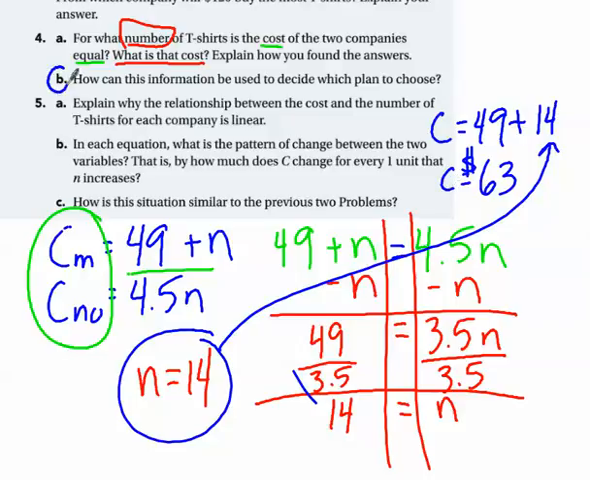For B, when it talks about how this information can be used to decide which plan to choose: if I think about it, at 14 t-shirts they're equal, above 14 t-shirts one would be more expensive, and below 14 t-shirts the other would be more expensive. So I'm going to choose any number. I'm going to choose 10. That's going to be below 14.